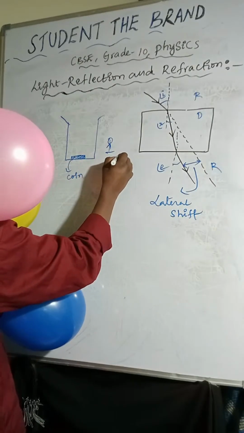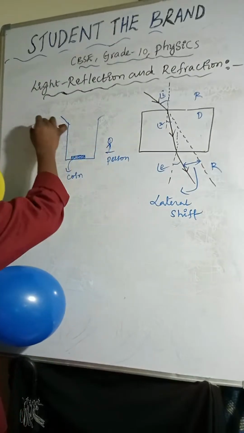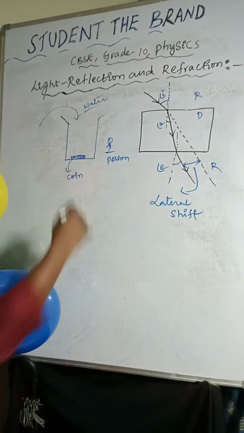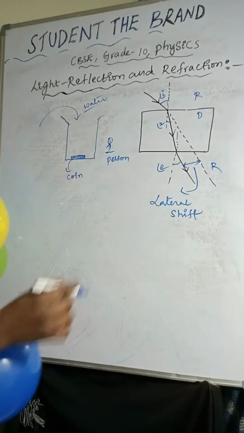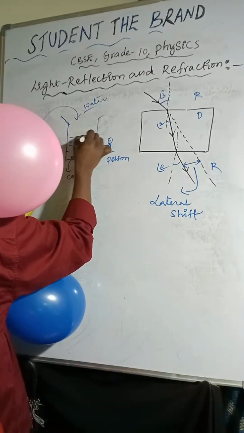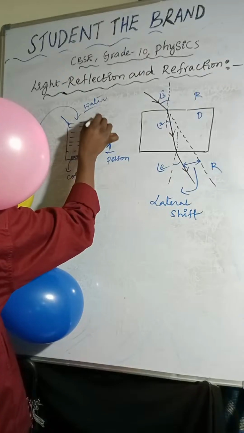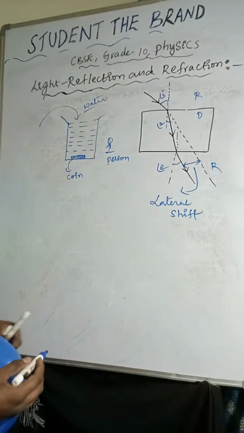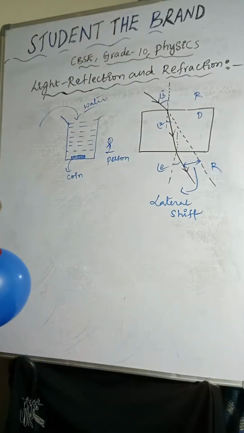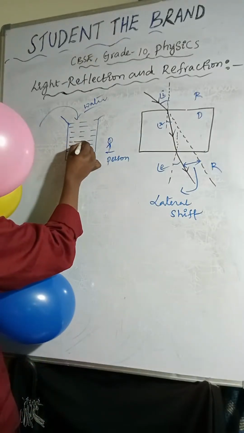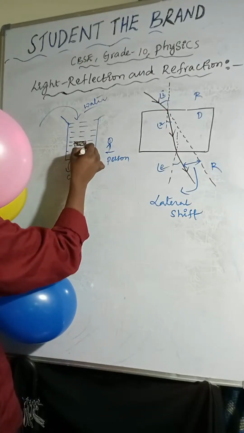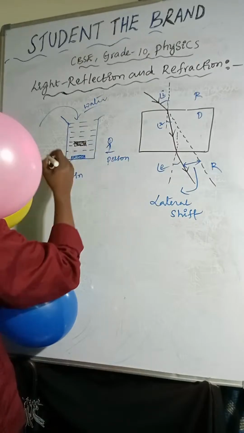So when you pour water into the beaker or glass, the coin position will be rising. If you keep pouring water continuously, it will keep rising. After pouring water, the coin position rises up, until here, and then we can see the coin.